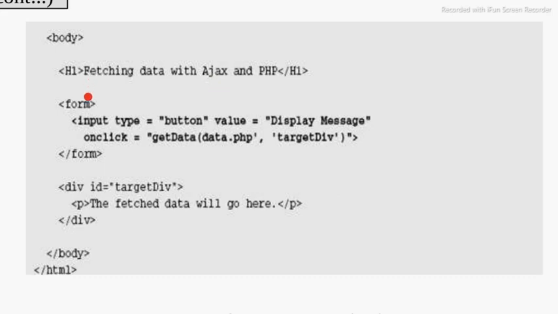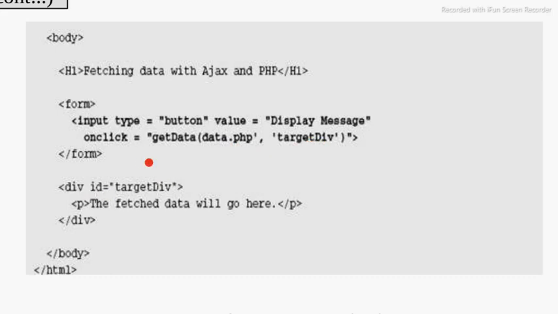Here I started with the form. The form input type is button, with the value Display Message, and on clicking that button it directs to a function called getData. Inside getData you pass two parameters. One is data.php, a PHP file, and the second is a value called target div, which is the div tag.